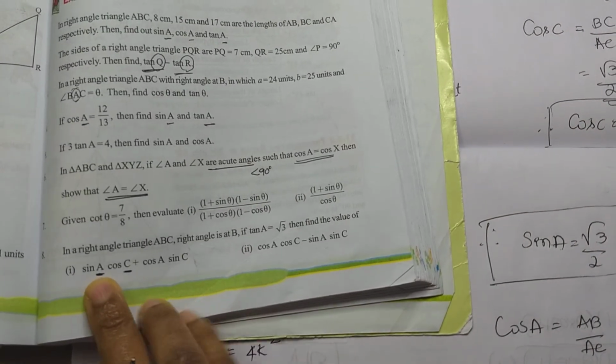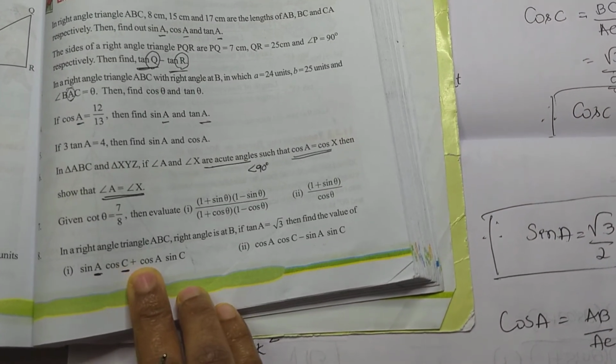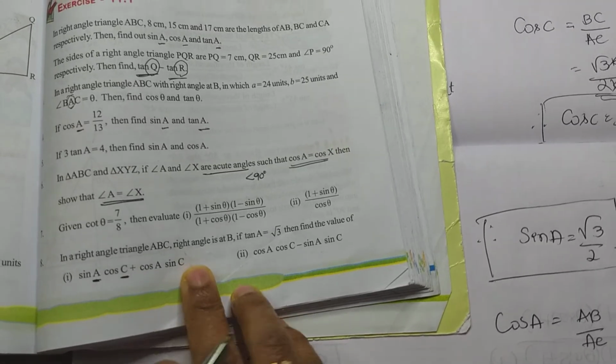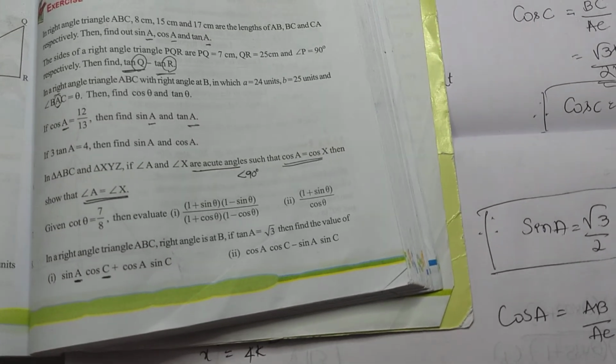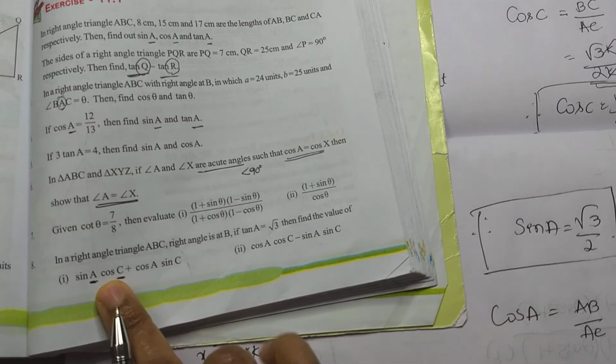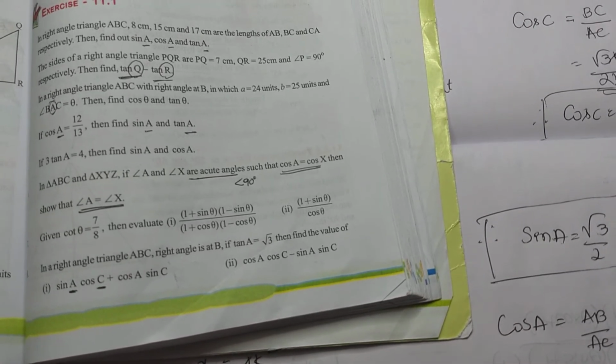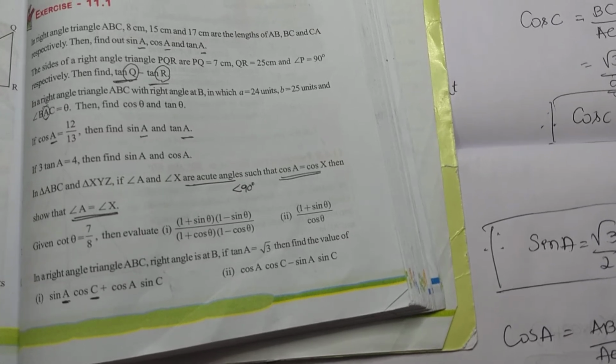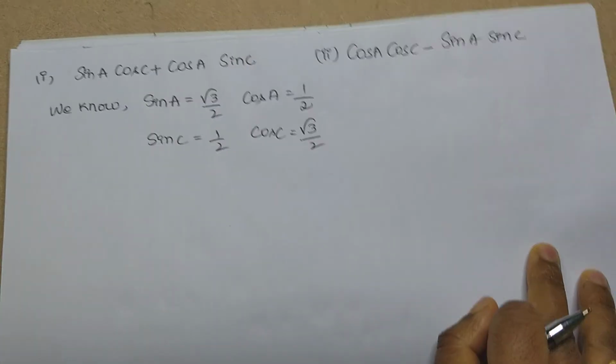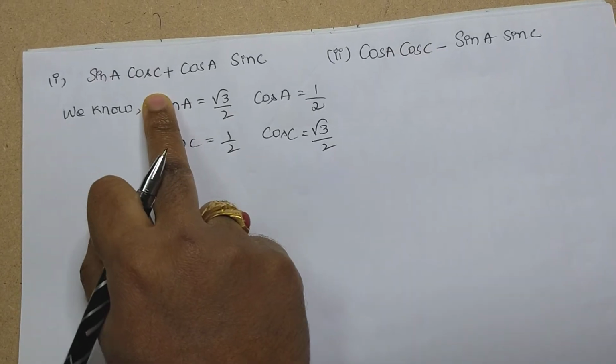So, this is the question: sin A cos C plus cos A sin C. Okay. So, we just need to substitute the values in the first sub-question and second sub-question and obtain the answer. It's as simple as such. Now, let's write the first sub-question. See here, first sub-question is this.